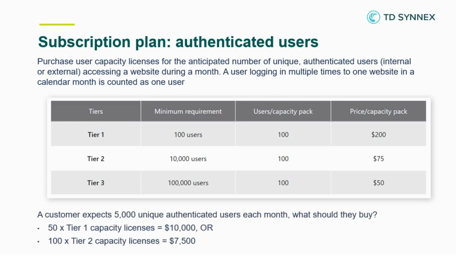Let's take an example, and here we have a customer who expects to have up to 5,000 authenticated users access their website. They decide they want to license this via a subscription plan, so what could they purchase? Well, they could buy 50 of the Tier 1 licenses to get to the 5,000 users, or they could purchase 100 of the Tier 2 packs. They would need 100 here to hit the minimum purchase requirement, and this would license more users than they actually need. But in this example, it would be more efficient from a price point. So that's something that is definitely worth bearing in mind.